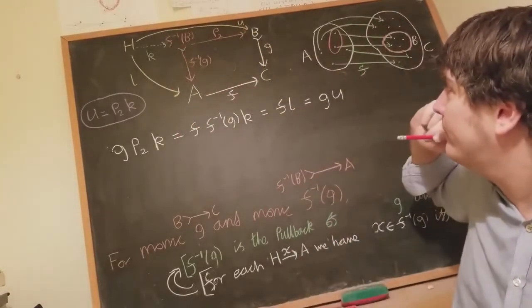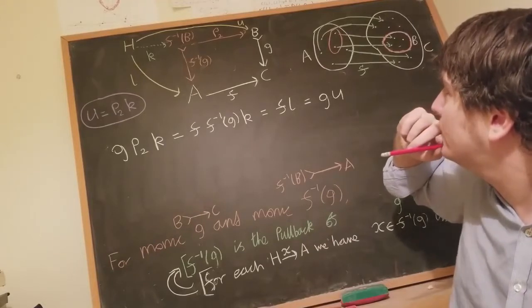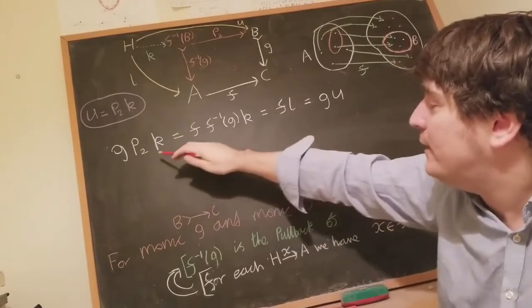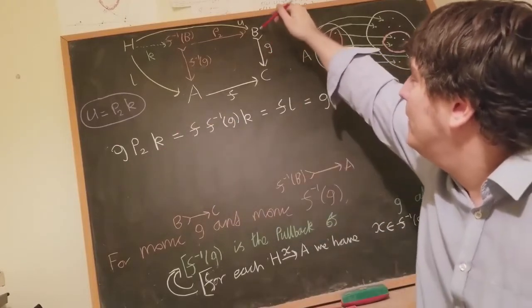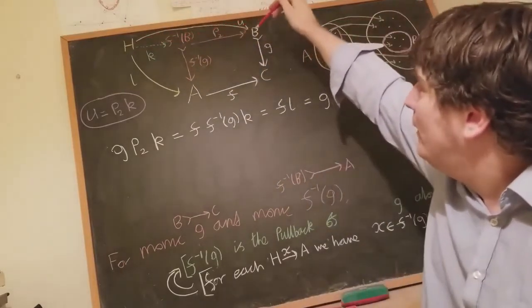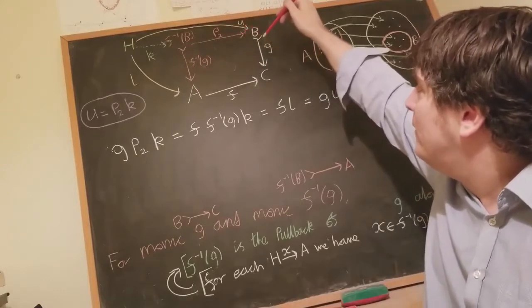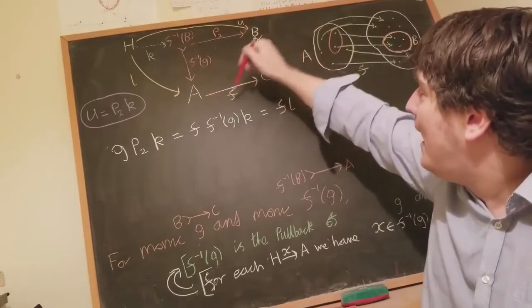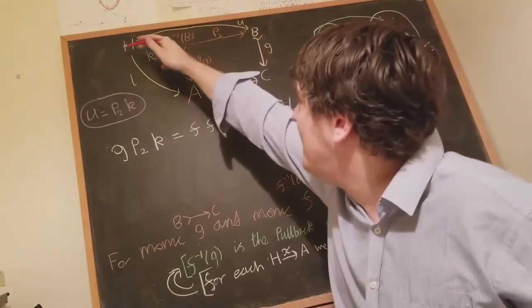Well, let's start by considering this composition, g after p2 after K. That's these arrows composed like this. Now, since we know that this square commutes, we can rewrite this as f after f^{-1}(g) after K.